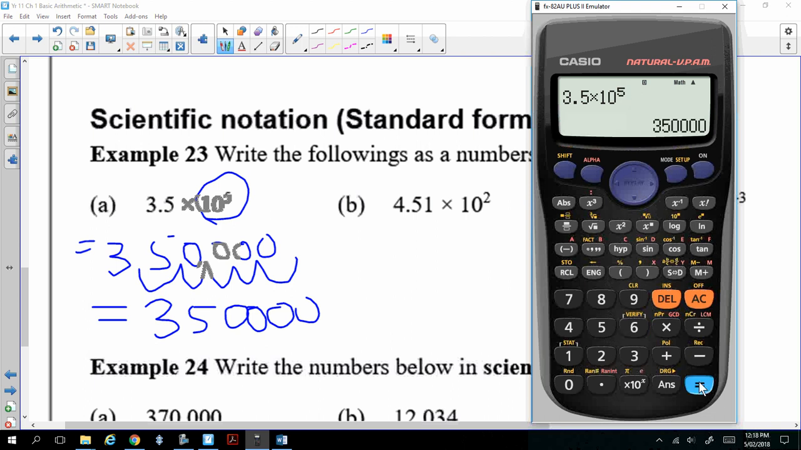So do 3.5, this button, 5. Do not put power there. That will be wrong. It gives you an error if you put a power. So get rid of the power. Just put 5 next to it. It gives you the answer. Okay?